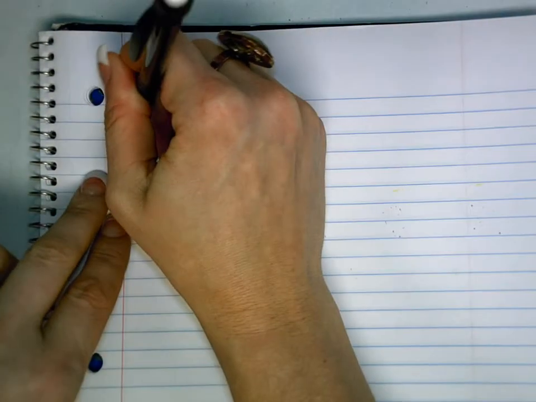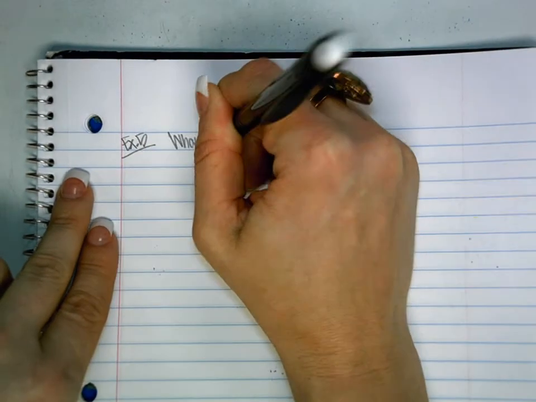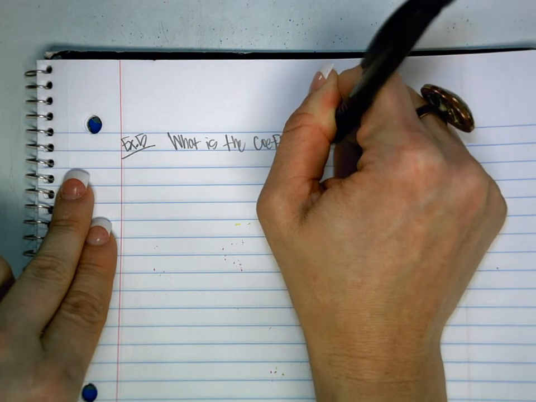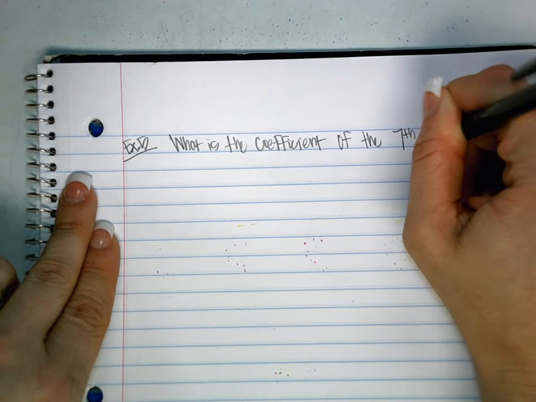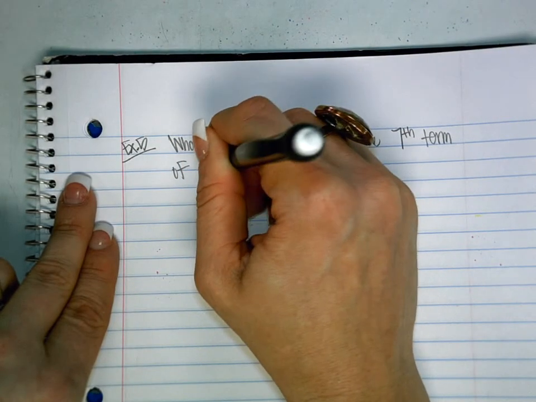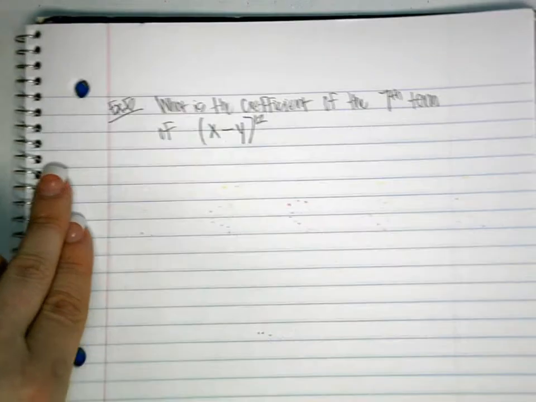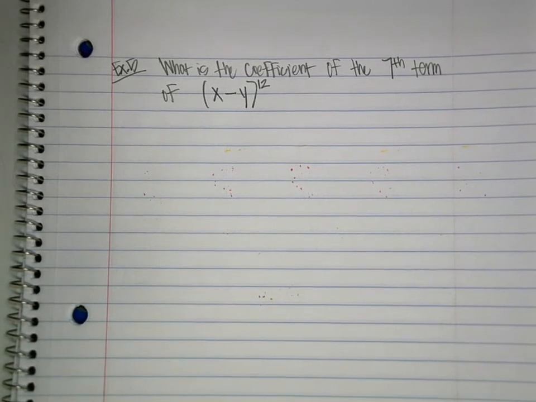Okay, next one for number 5. I would like you to find what is the coefficient of the 7th term of the expansion (x minus y) to the 12th power. What is the coefficient of the 7th term of (x minus y) to the 12th power?